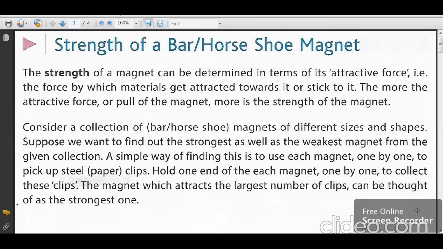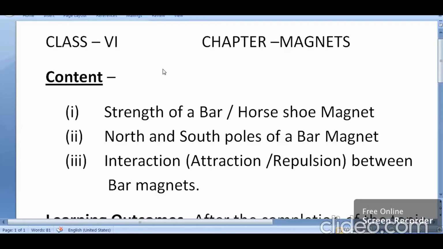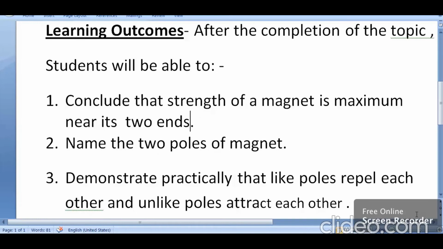As you know, we are doing the chapter Magnets. In the last video lecture, you learned about permanent and temporary magnets, and you also learned how to identify between magnetic and non-magnetic materials. Dear students, today you will study the strength of a bar or horseshoe magnet, north and south poles of a bar magnet, and interaction, attraction or repulsion between bar magnets. The video must have provided you sufficient knowledge about the topics.